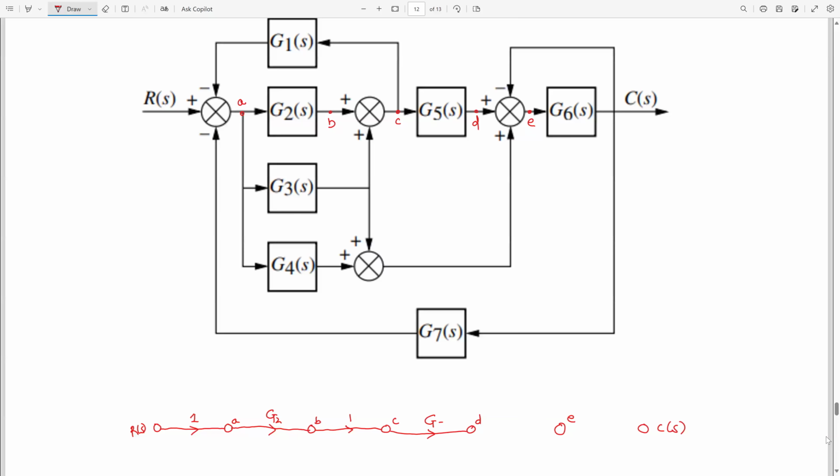G5 is plus because of the plus here. Then from D to E, a transfer function of 1. Then from E to C, it's a transfer function of G6.